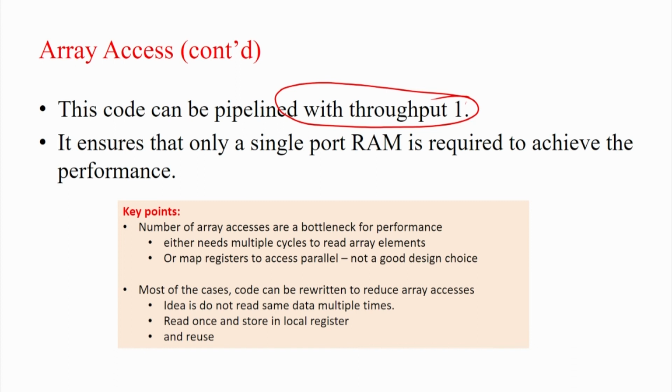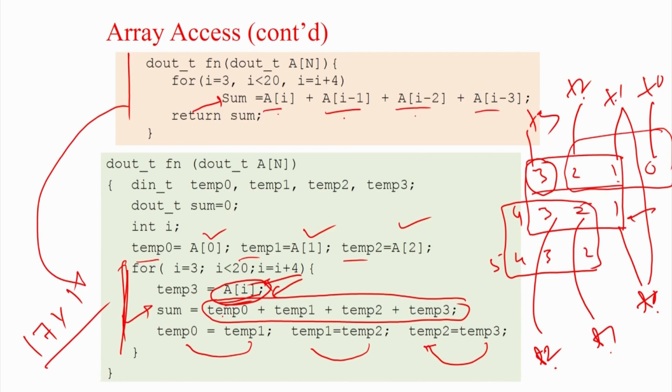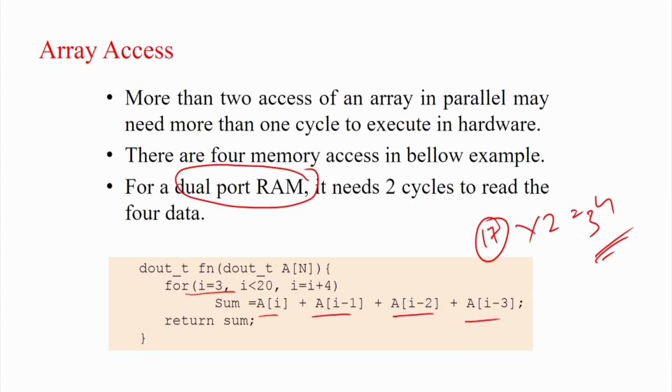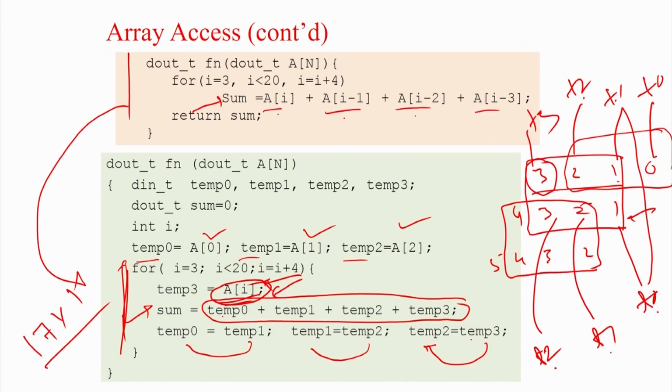Most of the time you have an option to rewrite your code so that you reduce the multiple array accesses: you read the data once, store it in a local register and reuse it. That is the basic idea. Instead of accessing multiple times, you access each element one time, store it locally, and reuse it whenever required, as I have done here. I do not read A3, A2 and A1 multiple times. Instead, I read it here for iteration 1, I use them in iteration 2, I read this 3 for iteration 1, I am going to use them for iteration 3, and so on.